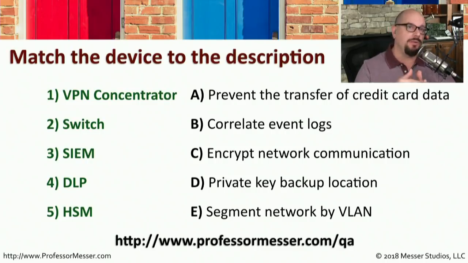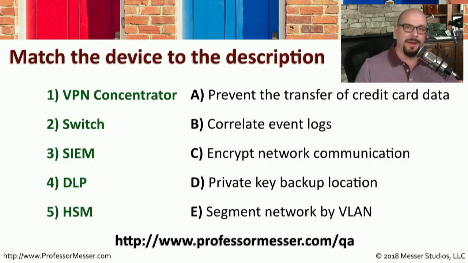So let me first give you the 5 devices. They are number 1, VPN concentrator. Number 2 is a switch. Number 3 is a SIM. Number 4 is a DLP. And number 5 is an HSM. So those are your 5 devices. Now, if you think these 5 devices match the descriptions perfectly, you can simply, as you'll notice, this is a fill in the blank. You can put 1A, 2B, 3C, 4D, and 5E if you think they are matched up perfectly the way they are now.